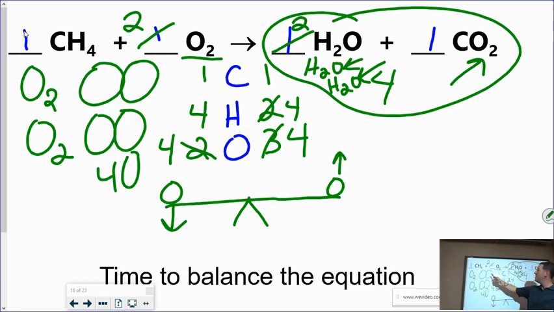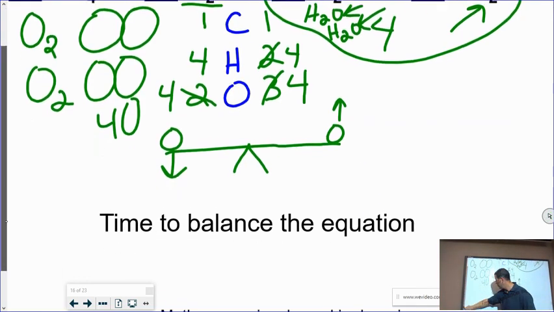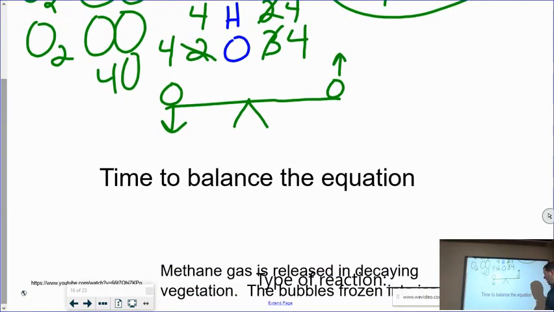So when I have 1 methane molecule and 2 oxygen molecules, I make 2 water molecules and 1 carbon dioxide molecule. And we can watch this reaction. This is called a combustion reaction.